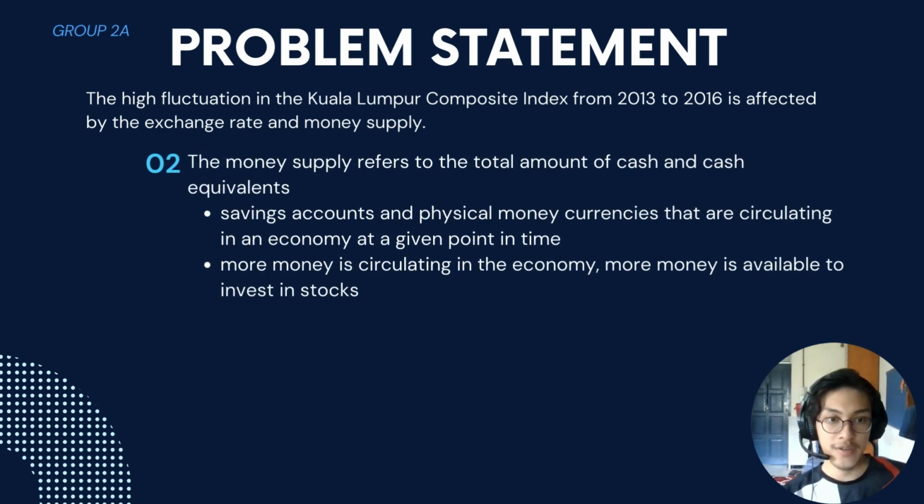Next up is the money supply. Here it refers to the total amount of cash and cash equivalents, such as savings accounts and physical currency, that are circulating in the economy at a given point in time. When there is more money circulating in the economy, more money is available to invest in stocks, and it makes other alternative investment instruments like bonds less attractive. This causes stock prices to move higher when there is more money supply in the economy.